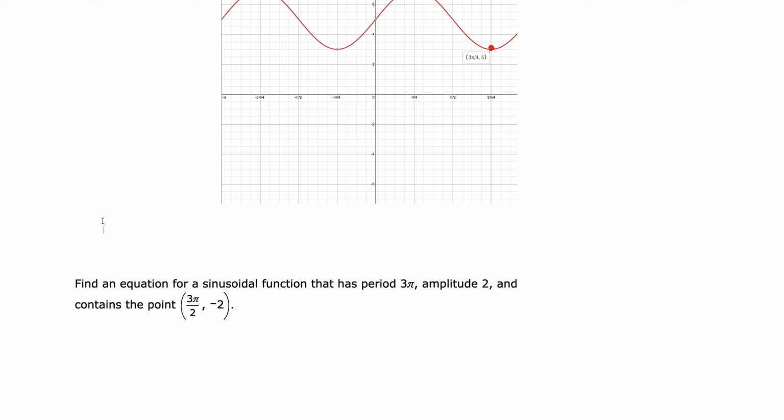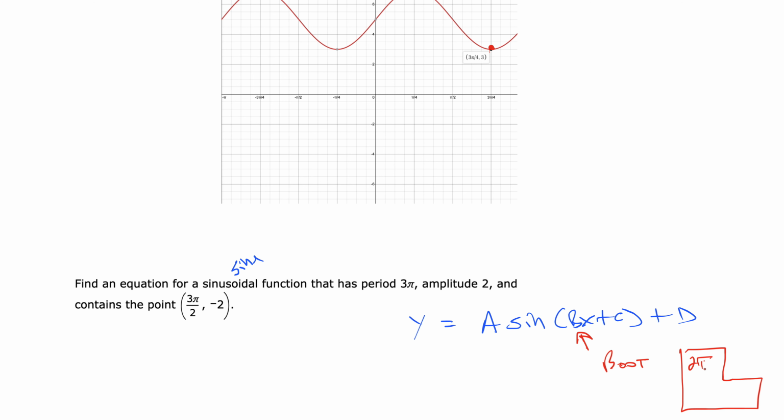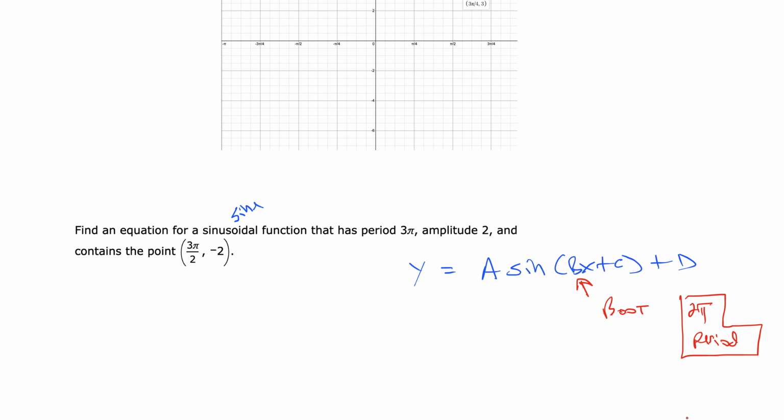So find the equation of the sinusoidal function, and again, they want sine, right? So sine has a period of 3 pi and an amplitude of 2. Well, I know how to deal with the period part because I can use the boot. Remember, the general equation is y equals a sine bx plus c plus d. And this b right here, think of the boot. And what is the boot equal to? Yep, 2 pi over period. And they gave us a period in the problem, right?